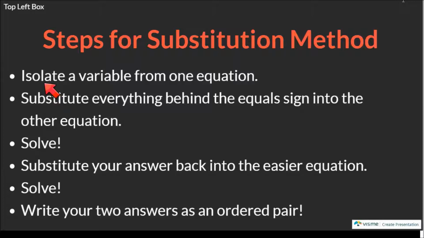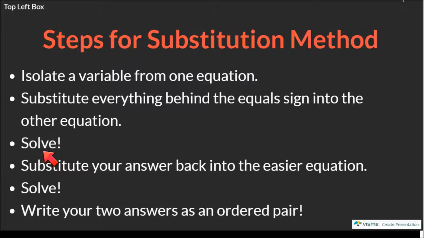So the first step is we're going to isolate a variable from one equation. Remember, isolate just means we want to get it by itself. So we're going to get one of the variables by itself from one of our equations. Then next we're going to substitute everything behind the equal sign into the other equation. So we're going to take everything that's behind our equal sign and we're going to substitute it in.